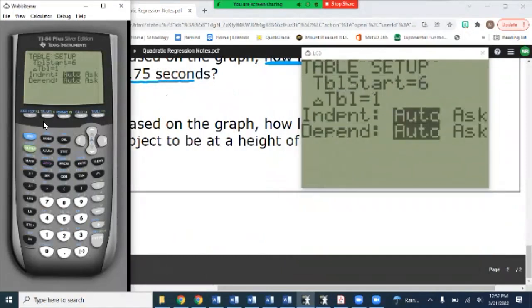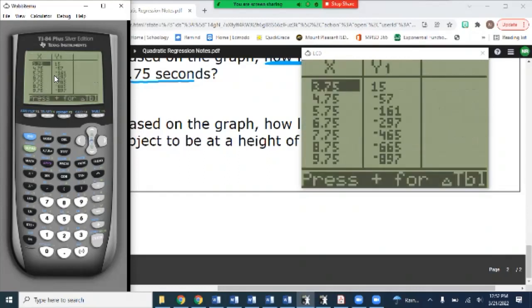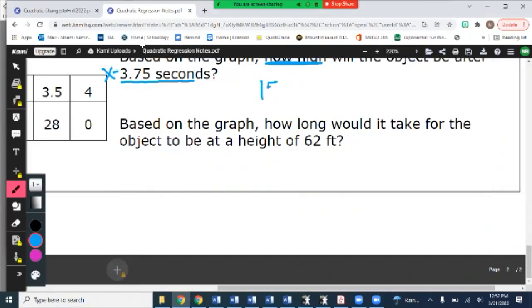Second window, 3.75. Okay, my screen isn't changing. I have to proactively press second graph. And what do we get? 15. So it's at a height of what? 15 feet.